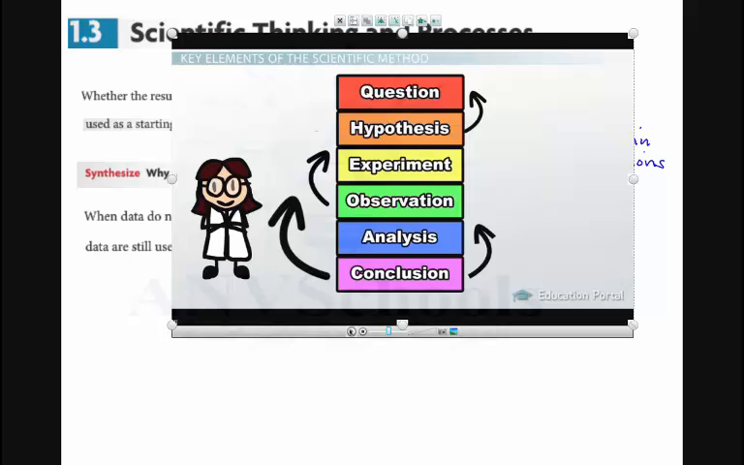But there is no definite or specific rule that, for example, after conclusion, we must go back to question. After drawing conclusions, we can come up with a hypothesis and proceed with the experiment, observation, analysis, and draw conclusions, or we may go back and redo the experiment again. That means that as scientists, we only go back to clear out any misconceptions or any problems that came up during the investigation.